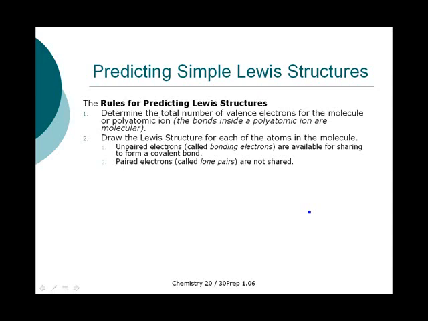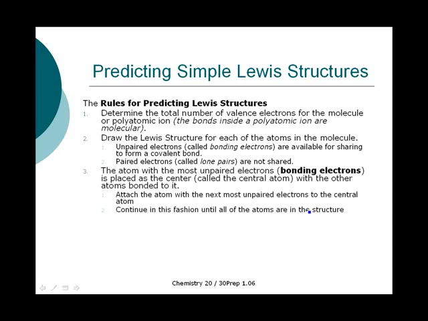And what you're looking for is unpaired electrons. Where you see unpaired electrons are potential spots for bonding. Paired electrons generally don't allow for bonding. The atom with the most unpaired electrons, or the one with the biggest electron deficit, is going to be your central atom. Things are going to be bonding to it. So it's based on electron deficit.